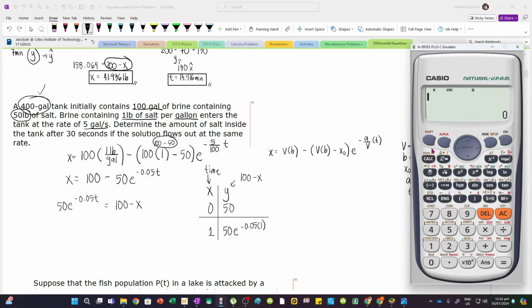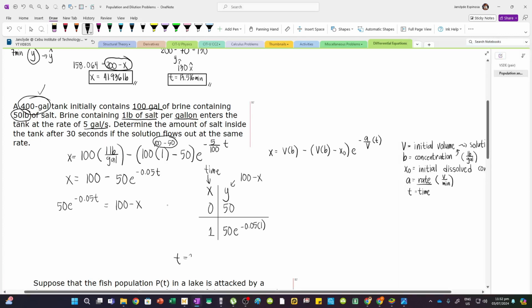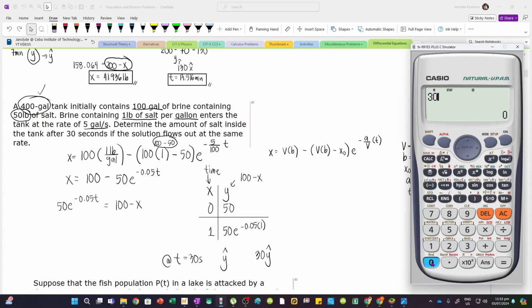Press AC, and then the question here is, determine the amount of salt inside the tank after 30 seconds. So we are given the time at t equals 30 seconds. We have the time, and we need the amount of salt, which is defined by y. So we're going to use y hat. 30 y hat gives us the value of 100 minus x. So here, 30, and then shift stat regression, press y hat, we have 30 y hat.